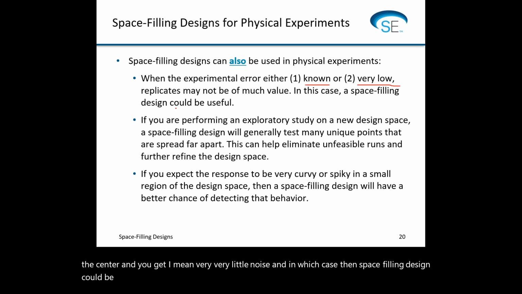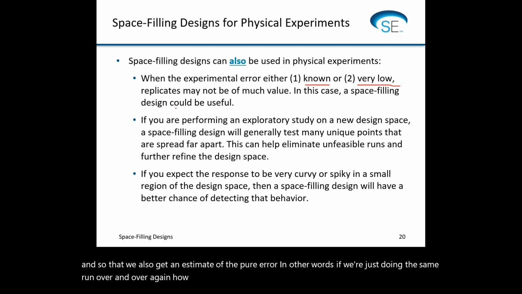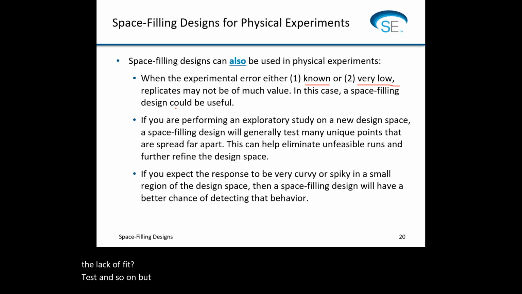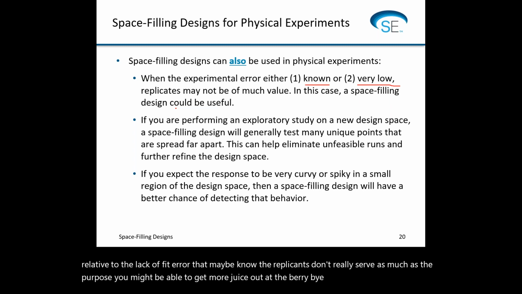The point of replicates is so that we get more power or more precision, and so that we also get an estimate of the pure error. In other words, if we're just doing the same run over and over again, how much error is there in the system? That's used in the lack of fit test and so on. But if we know ahead of time that the pure error is incredibly low, relative to the lack of fit error for example, then maybe the replicates don't really serve much of a purpose. You might be able to get more juice out of the berry by testing more unique points.